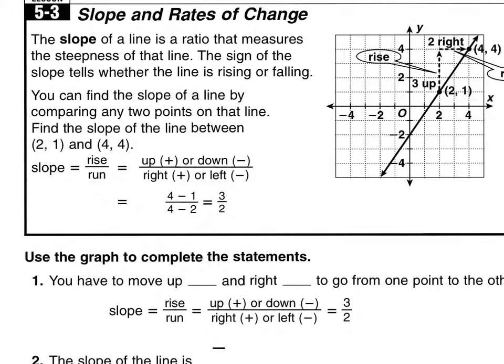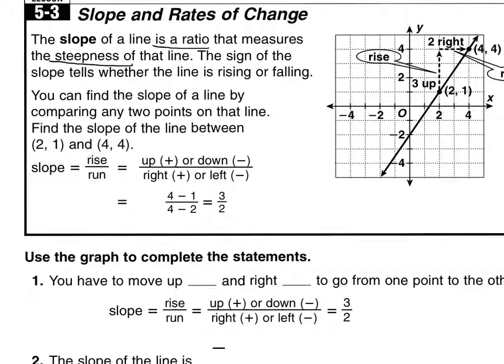All right, we're talking about how to find the slope, and right now we're just really talking about using a graph to find the slope. So remember, slope is a ratio. Slope is a ratio that measures steepness. Okay, and it's a very specific ratio. Remember, it's the rise over the run.